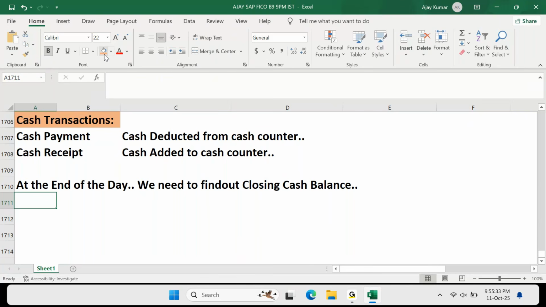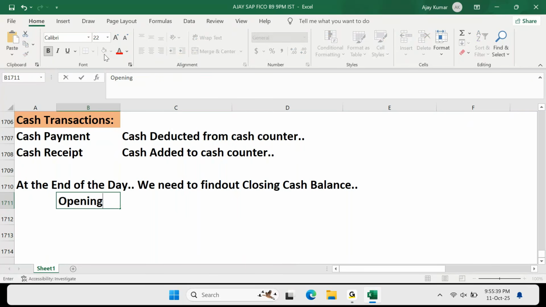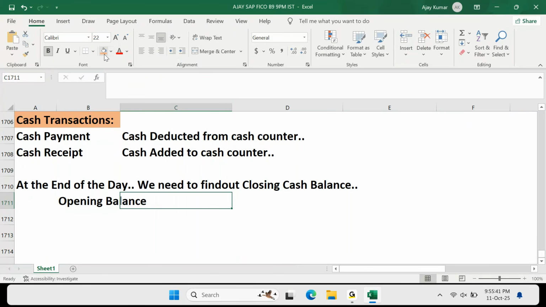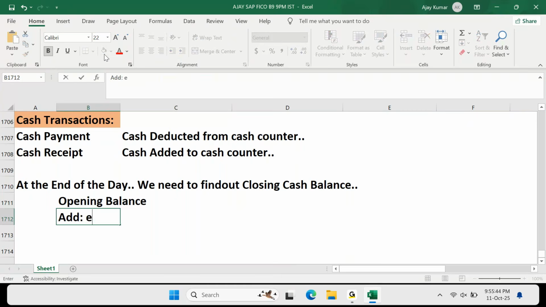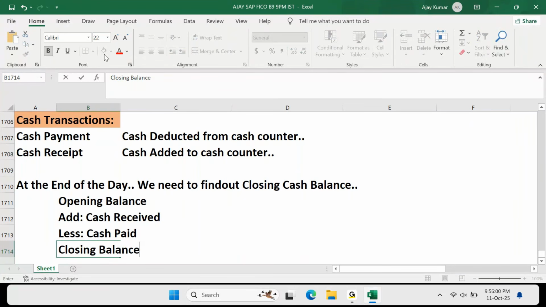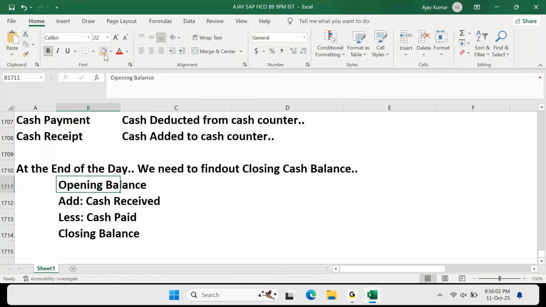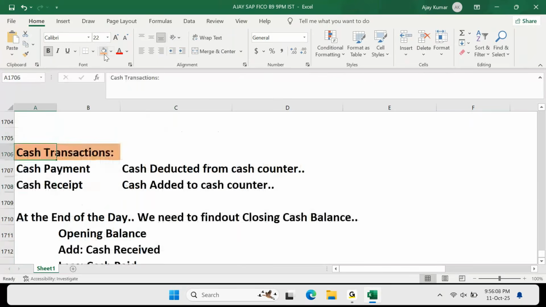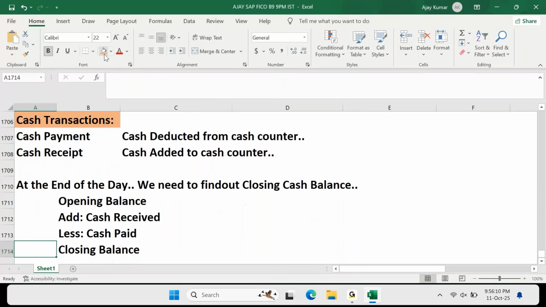Now, when they do it, they will ensure opening balance, add cash received, less cash paid, and then the sum of this will become closing balance. Correct or maybe not? We can take an example as a bank, sir. Bank, no, we're talking only about the cashier. Bank we will come to separately.